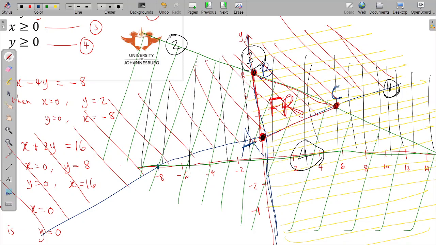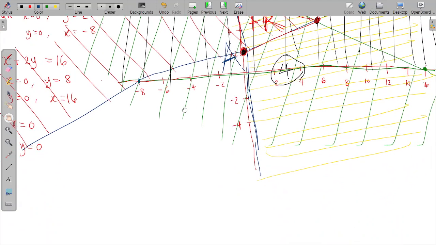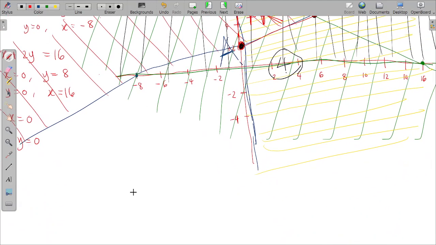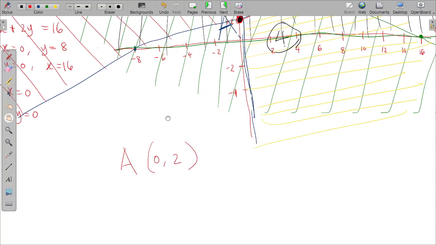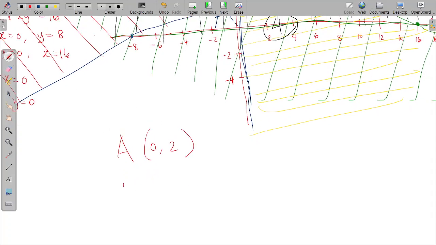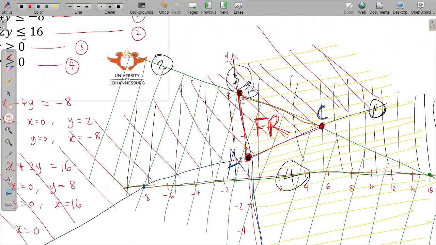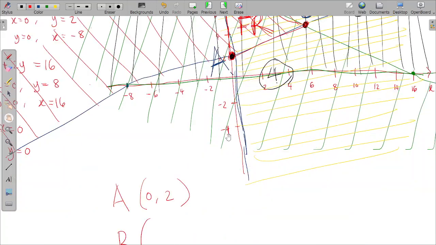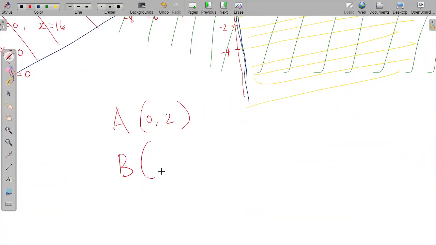Okay, that's our corner points A, B, and C. The corner point for A is simply 0, 2. When x is 0, y is 2. That is fine. What is the corner point for B? It is 0, 8. When x is 0, y is 8. That is the corner point for B, 0, 8.